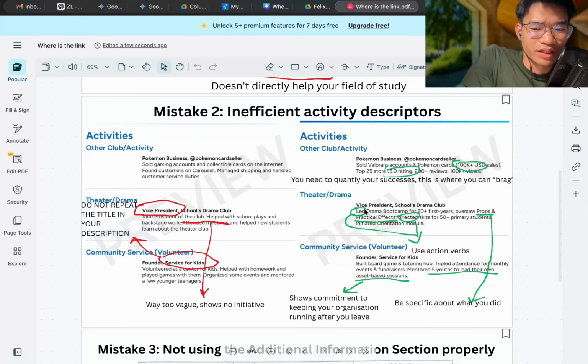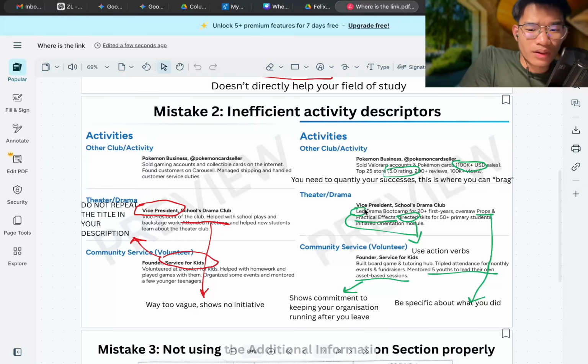On the other side, for example, I wrote: led Drama Bootcamp for 20 plus first years, oversaw props and practical effects. Directed skits for 50 plus primary students. Initiated orientation module. You see, this is so much more specific. The admissions officer can visualize, with numbers, the effect that you had on your club and on the people that your club has impacted.